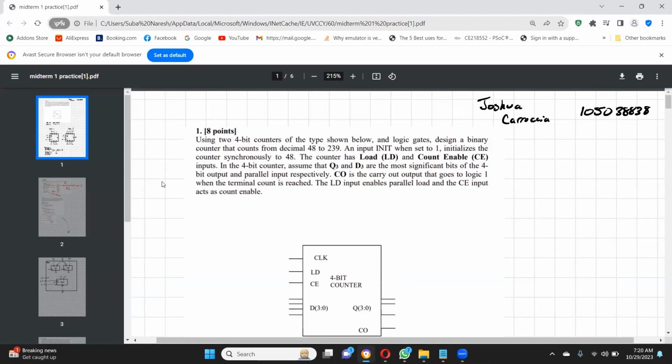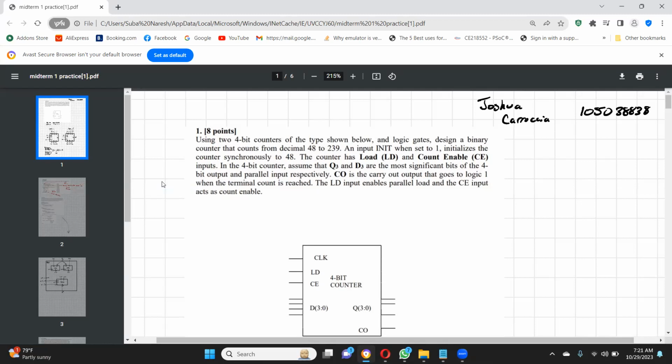Now the next one is an input initialization. There is one input called init. When set to 1, initialize the counter synchronously to 48. So there is a kind of button or whatever. When you press it or set it to 1, it should count from 48, not from 0. So the counter has load and counter enable. Load is something that, if you want to load the input to the counter, it should be done.